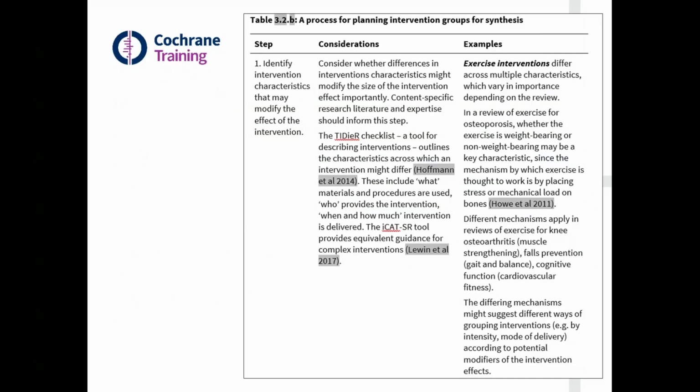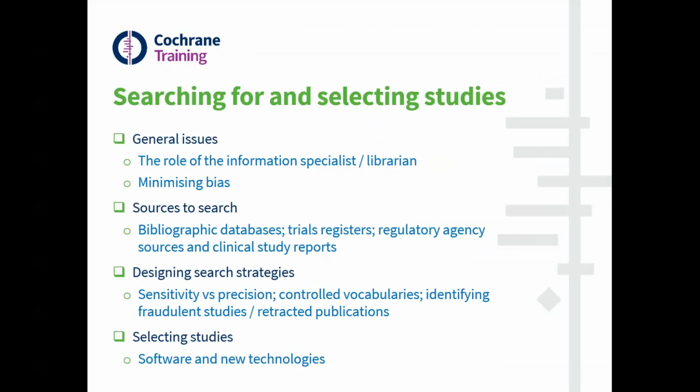the steps involved, which are identifying intervention characteristics which may modify the effect of the intervention, some advice on considerations and the methodological tools available to help, and then some examples, which you might then go and look up if that's an example that's particularly relevant for your review. So what we've hoped to do here is really help people in terms of the detail of how to go about operationalizing some of the guidance available in the handbook.